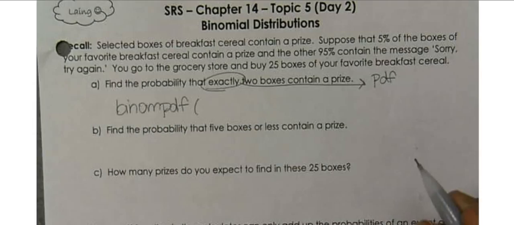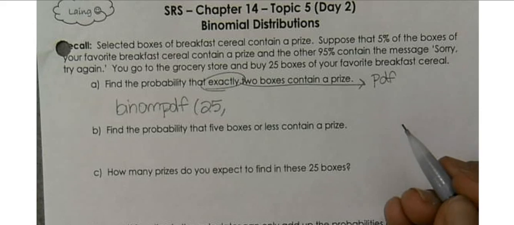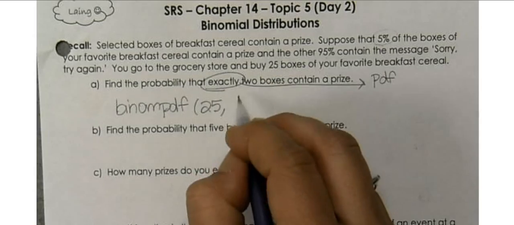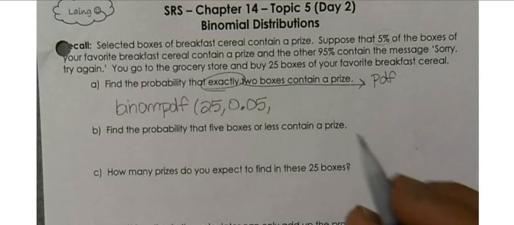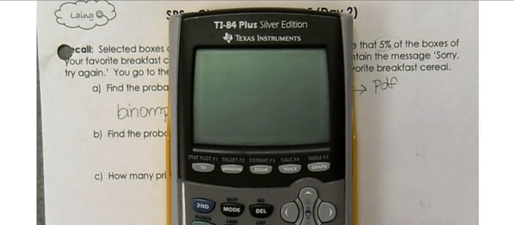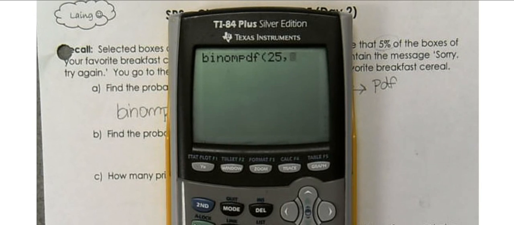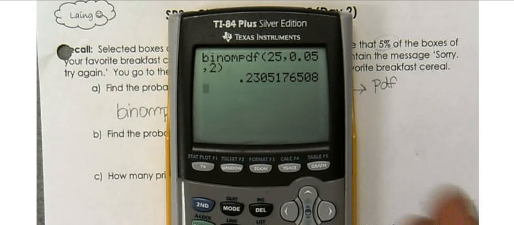Remember, the first number you enter is the number of trials you have, which in this case is 25, since we're buying 25 boxes. The next is the probability of a success. And so because only 5% of the boxes are going to be successful, we put 0.05. And then the last number contains the exact number that we want, which is going to be 2. So again, we put that in our calculator in that specific way. So we use the binomial PDF 25, 0.05, 2. Or if you have the new operating system, just enter the values in, and then when it says paste on the bottom, just hit paste and then enter again, and it'll do that whole thing for you.